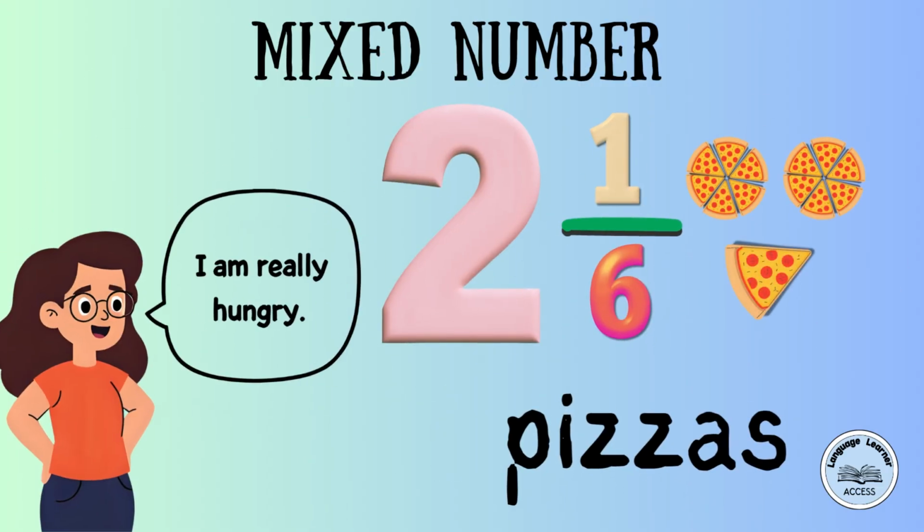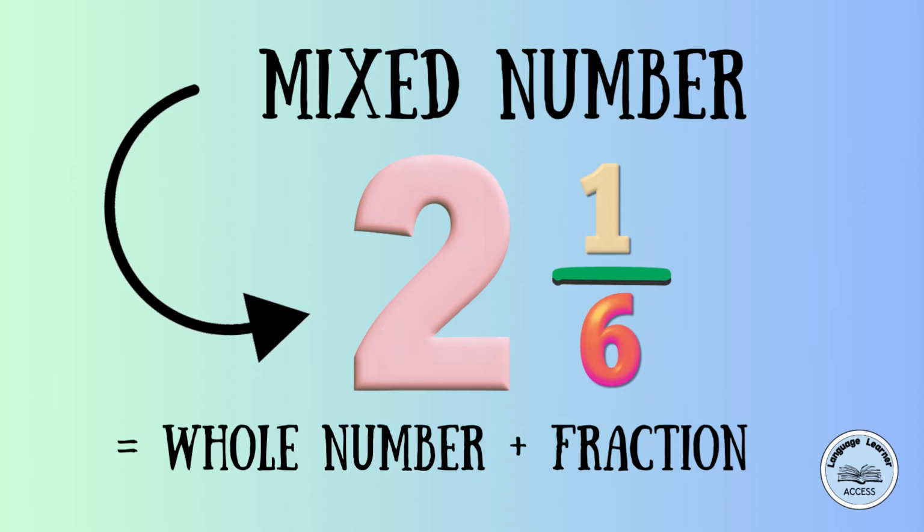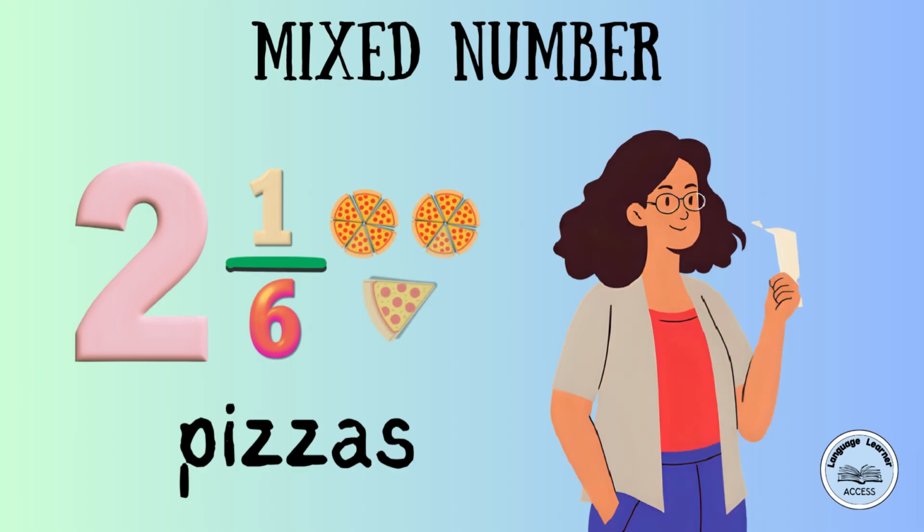Let's say I got really hungry and I ate 2 whole pizzas and 1 slice. To show that, I would use a mixed number, which is a whole number and a fraction together. I would say I ate 2 and 1/6 pizzas, and I'm really full.